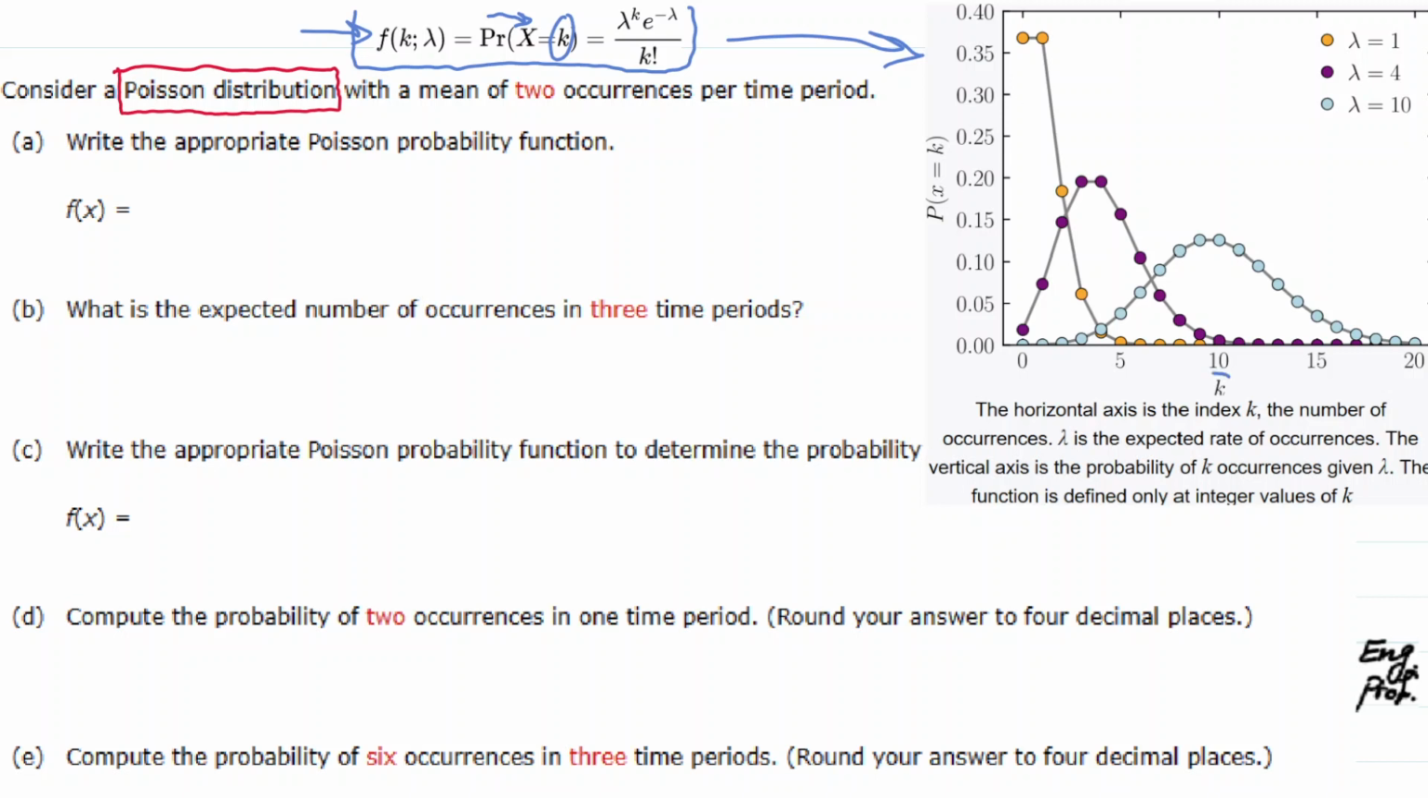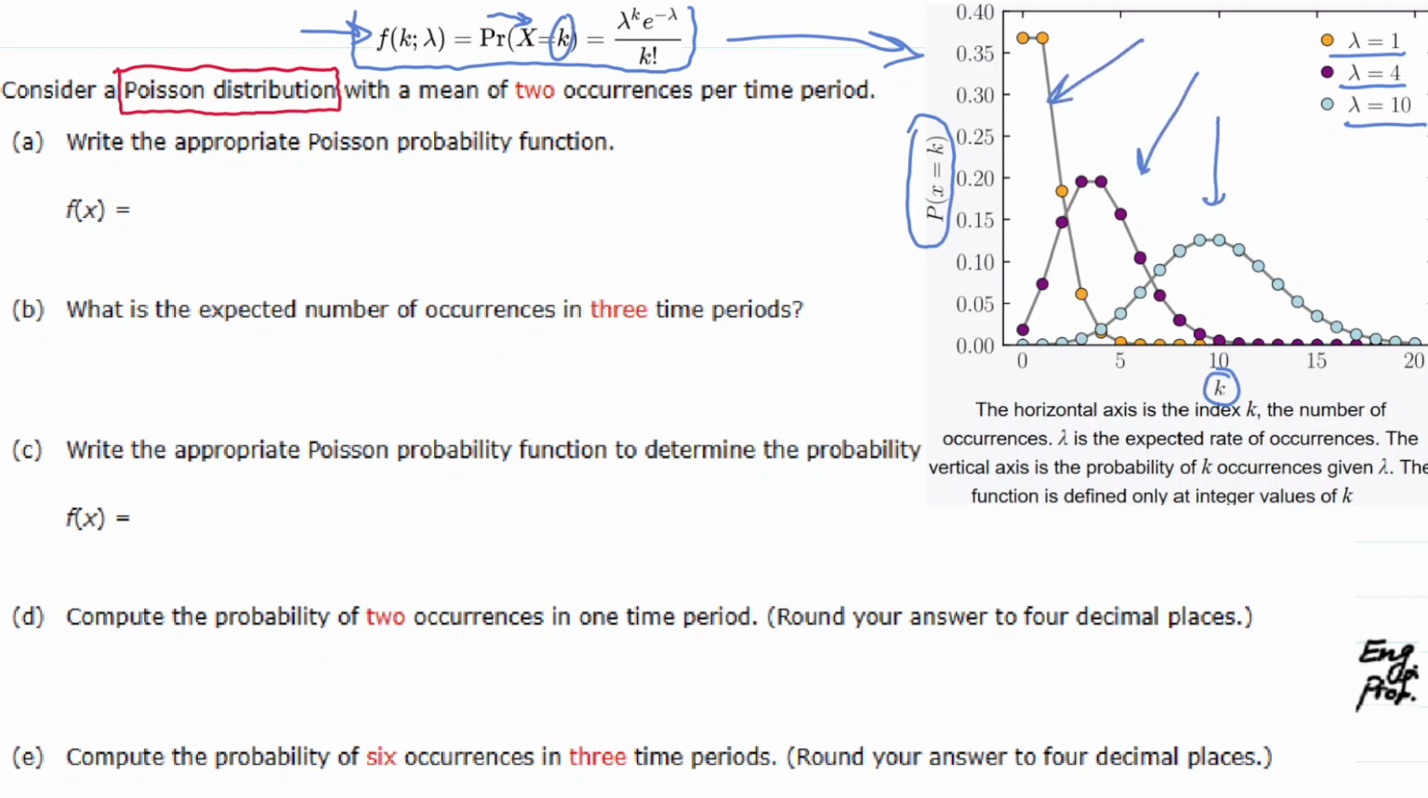On the x-axis we have k, the number of occurrences that we are interested in the given interval of interest, and p of x equal to k for the probability or likelihood of that number of occurrences happening. For different values of the parameter, lambda equal to 1, lambda equal to 4, or lambda equal to 10, you can see that the shape of the distribution changes.